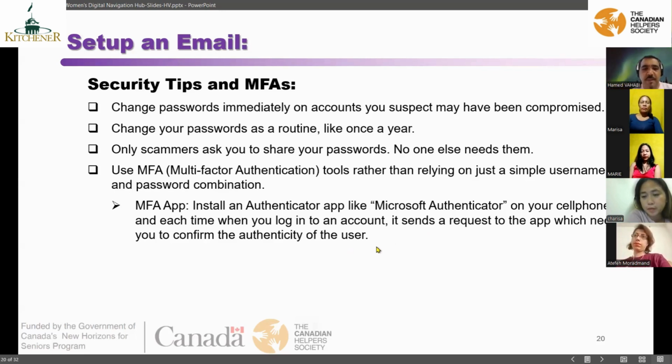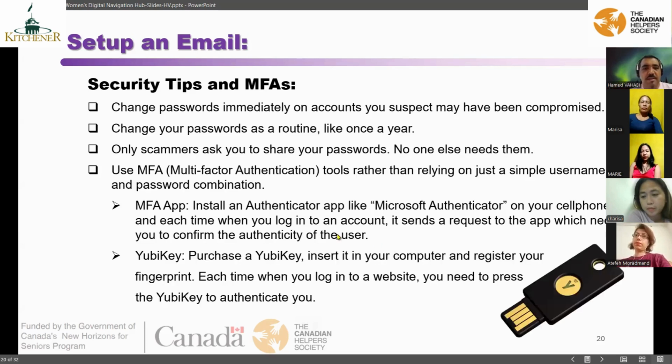That's good, right? The other way is using these kind of UB keys. This is a simple device called UB key. What you can do is you can purchase it, for example, from Amazon, and then insert it in your computer. This is a USB port, right? Insert it into your computer, and once you insert it, it asks you to register your fingerprint. You have to press your finger onto this tab, and very quickly it registers your fingerprint into this UB key.